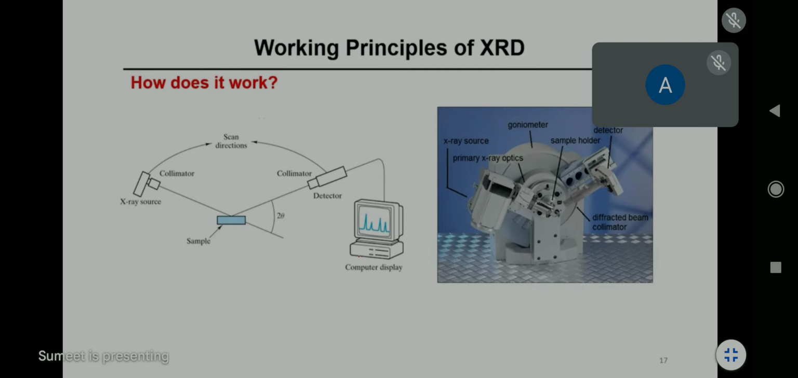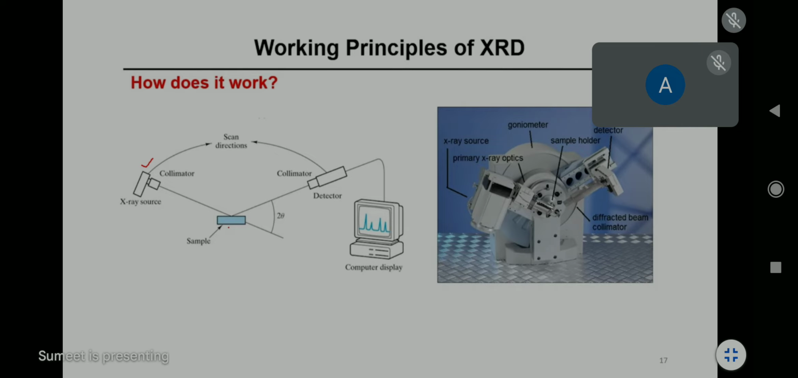And how does it work? I've shown you this in the first lecture also, but today we are going into some details. So this is the X-ray source, this is the sample. The X-rays are falling on the sample, and this X-ray source is rotating. That is why these X-rays will get diffracted from different planes. So keep this in mind, how the X-rays will get diffracted from different planes, because this X-ray source is moving.